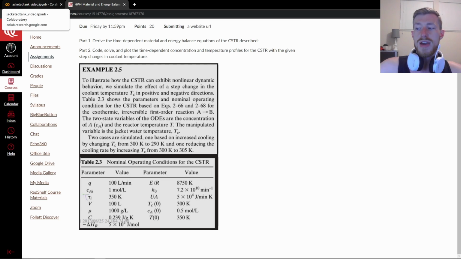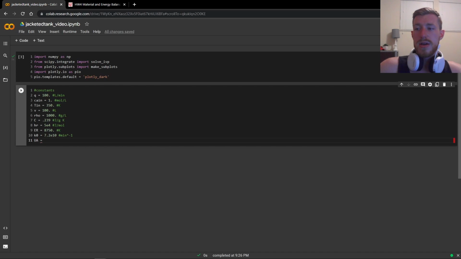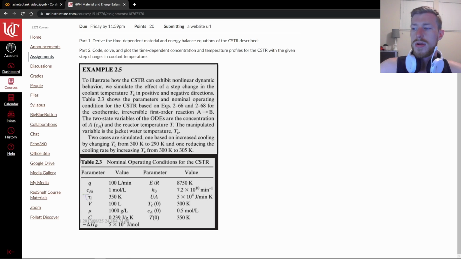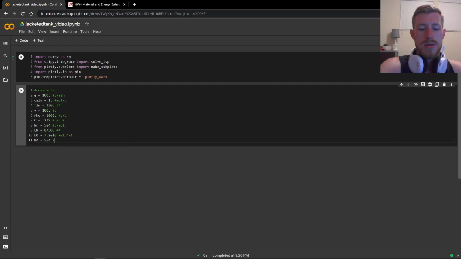So next is UA, which is 5 times 10 to the 4. So we have 5E4, right? 5 times 10 to the 4, and that's going to be in joules per minute Kelvin.